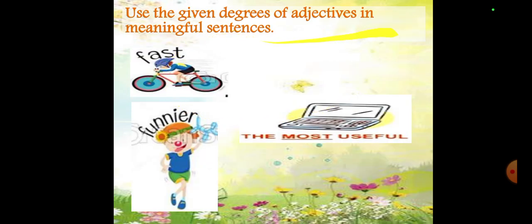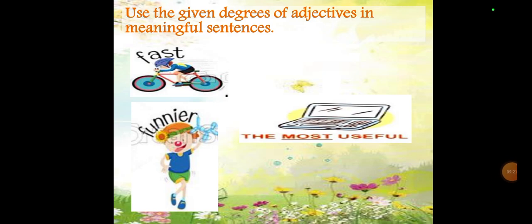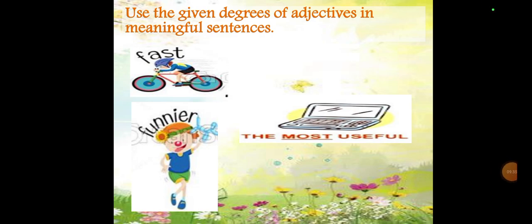You have to use the given degrees of adjective in meaningful sentences. Fast: let me tell you one thing, you cannot say it like this. I ran, wait, let me think. You can say, after running fast you can hear your heart pound, like when you run so fast in a race, your heart basically runs so fast. I hope it is clear to you what the meaning is. Fast means after running so fast you can feel your heart pound.